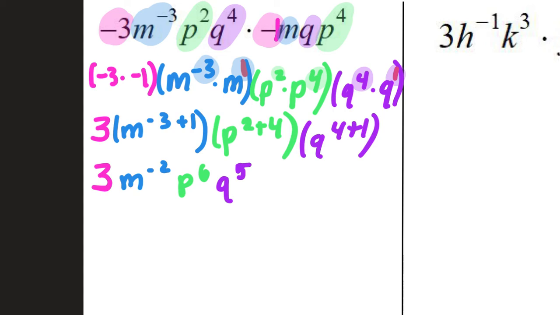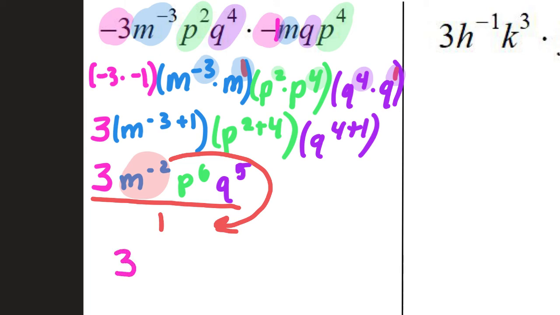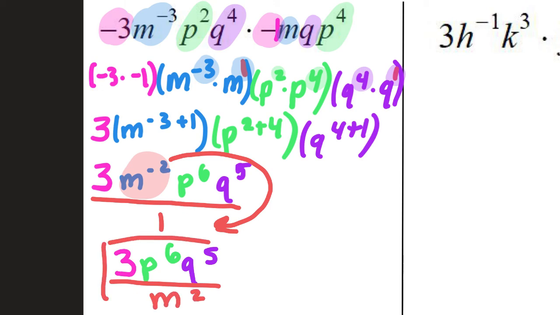The last thing I have to do is check for negative exponents. Because I have a negative exponent with this negative 2, it means that I'm going to have to take it and move it to the bottom. So it's going to become 3 p to the 6th q to the 5th over m squared as your final answer.